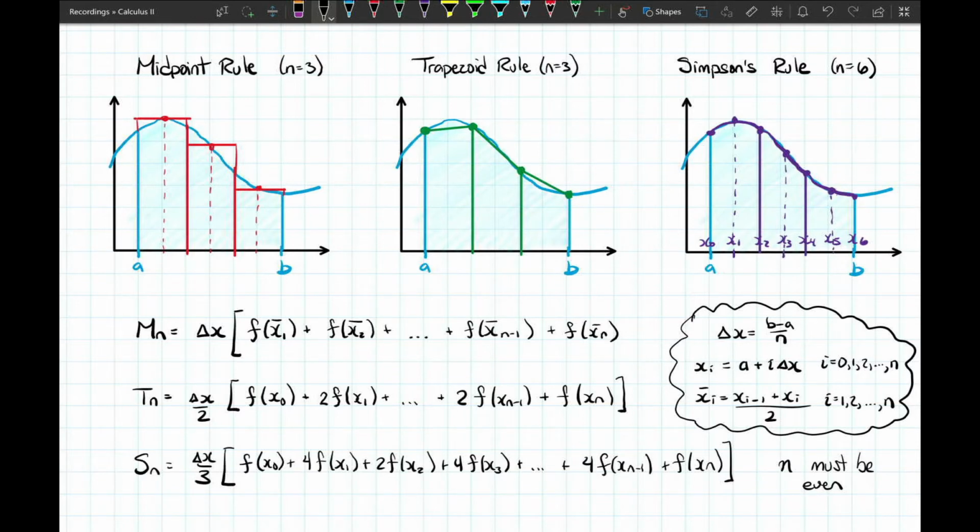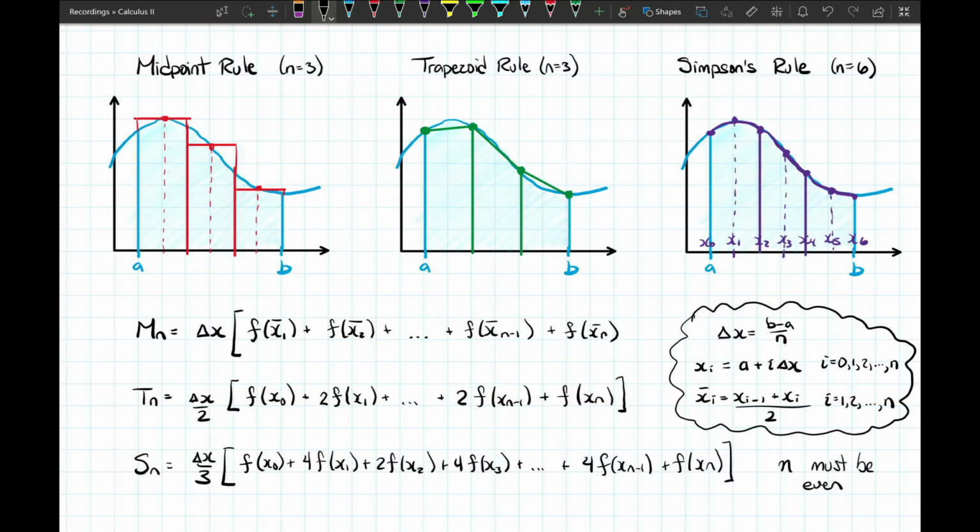Delta x is always going to be b minus a over n. The xi are always going to be the endpoints of each little interval, and that's just a plus i times delta x, starting at 0 and working up to n. And for midpoints, we're always going to be taking the average of left and right endpoints of each subinterval.